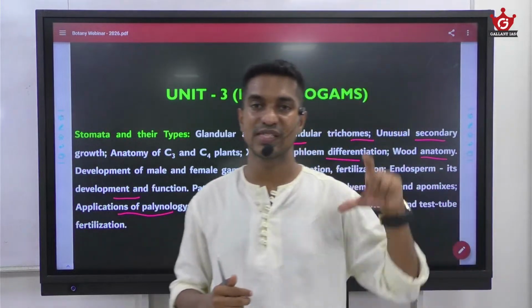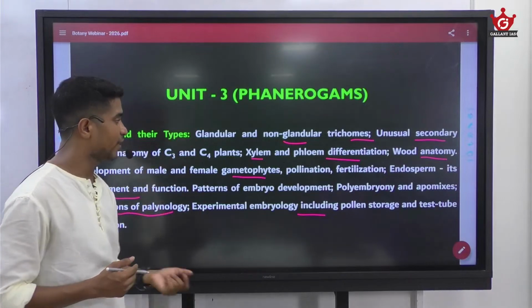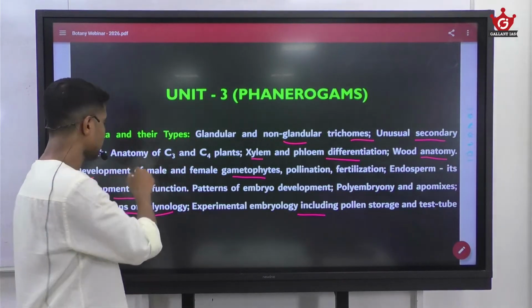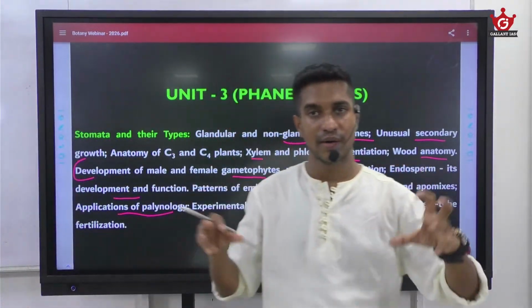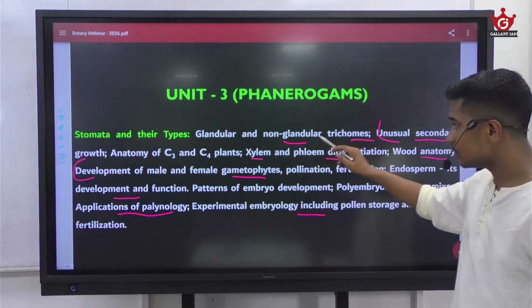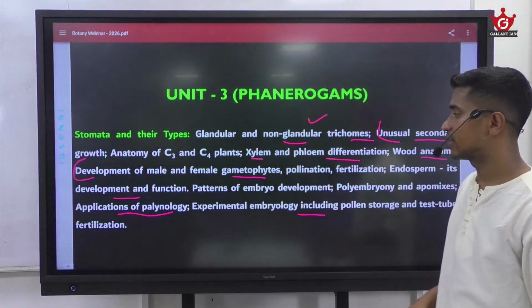So these are the topics mentioned under the fourth part of phanerogams, and the important thing here is the development of male and female gametophytes, pollination, fertilization, and endosperm. Along with that, the unusual secondary growth, the anatomy of C3 and C4 plants, and glandular and non-glandular trichomes.